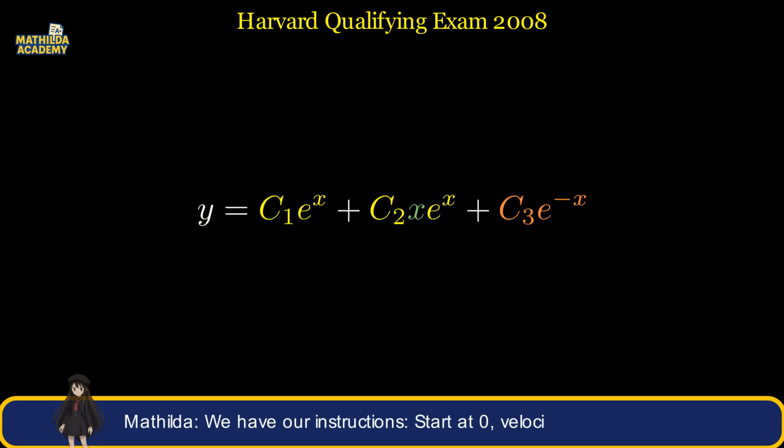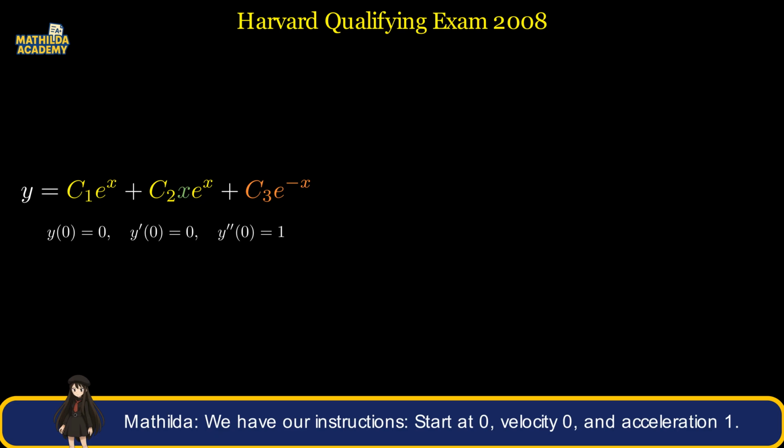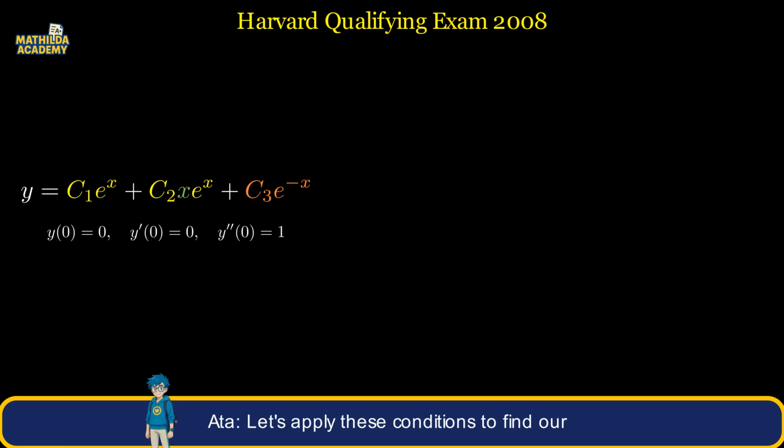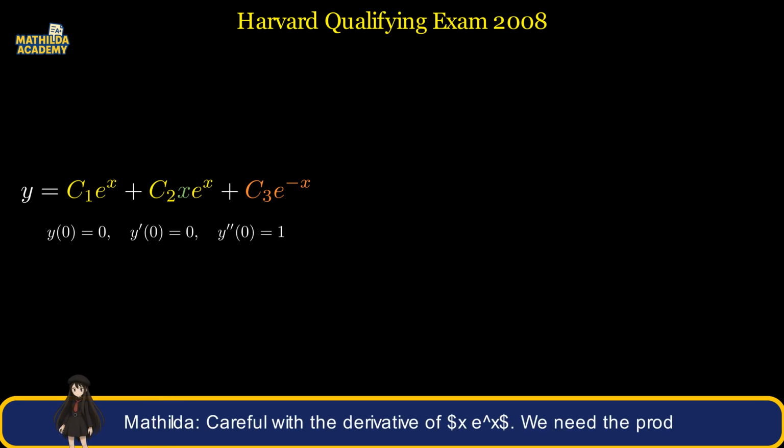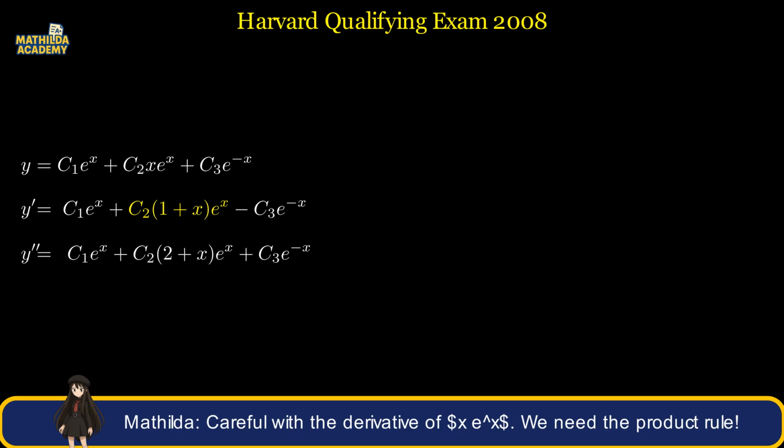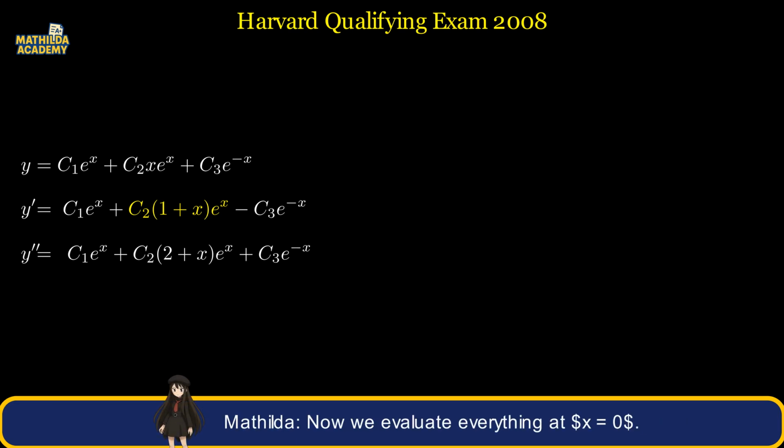We have our instructions: start at 0, velocity 0, and acceleration 1. Let's apply these conditions to find our constants. Careful with the derivative of x e to the x. We need the product rule. Now we evaluate everything at x equals 0.